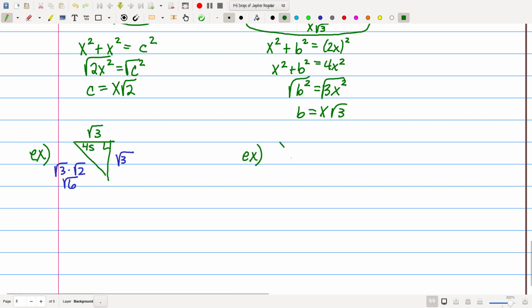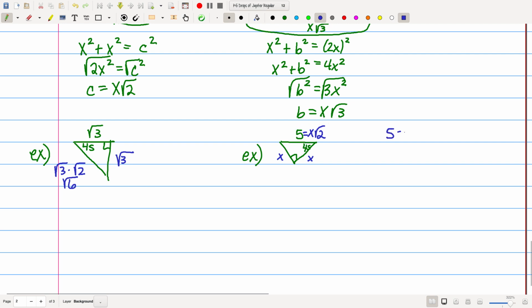Let's say I have another 45, 45, 90. So remember, my legs are the same. But on this one, I'm going to give you my hypotenuse. All right? Now, remember, in my original picture, this is x, this is x, this is x square roots of 2. So basically, I need to find x.